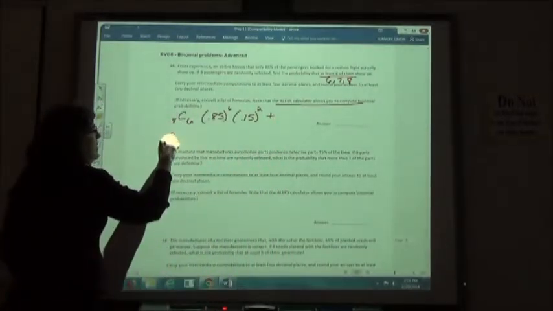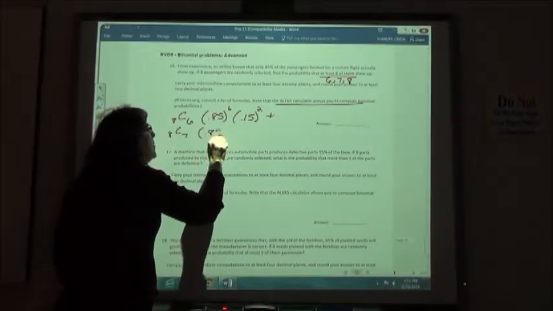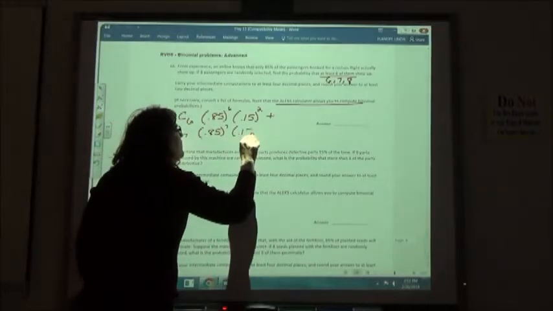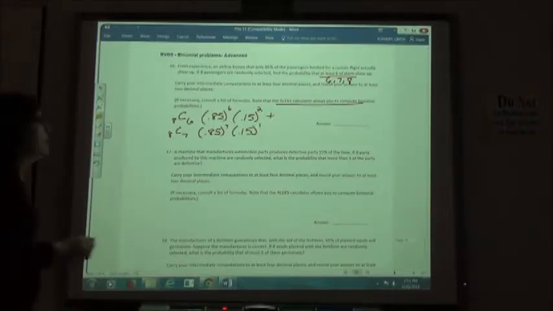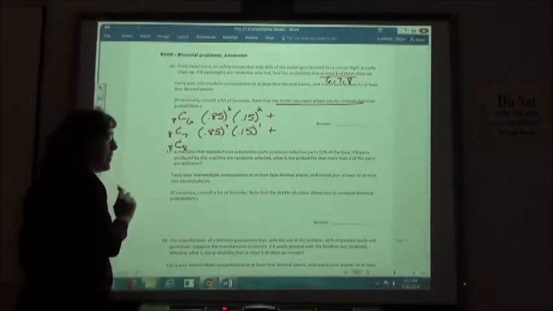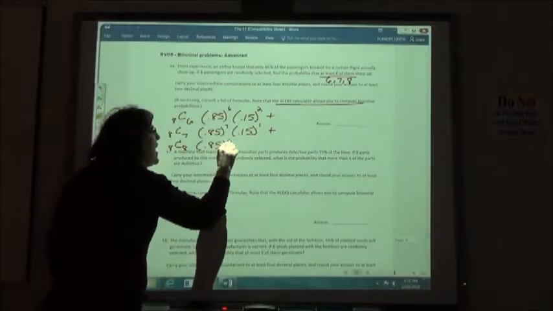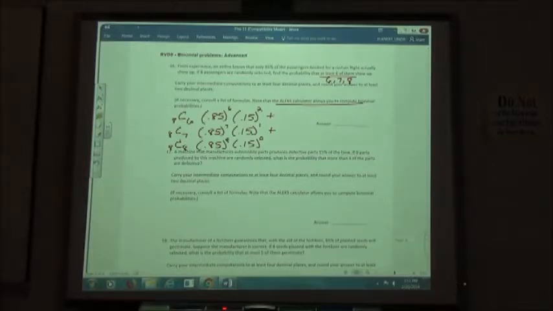Then we would do the 7. So we would have a combination, 8 choose 7 people, 85% to the 7th power, 15% to the 1st power, if 7 out of my 8 showed up. Then I would do my combination of 8 out of 8 showing up. So 0.85 to the 8th and 0.15 to the 0. So those are my 3 possible situations. If at least 6 of them are going to show up, 6 could show up, 7 could show up, or 8 could show up.